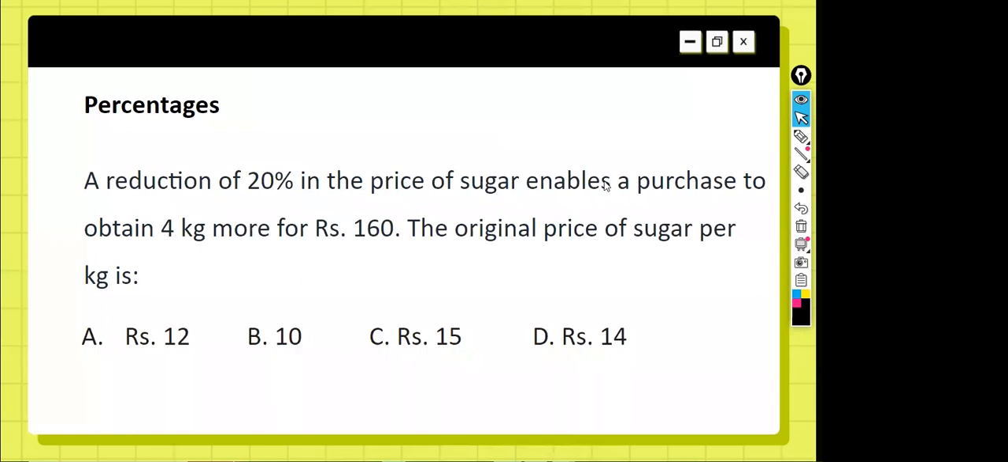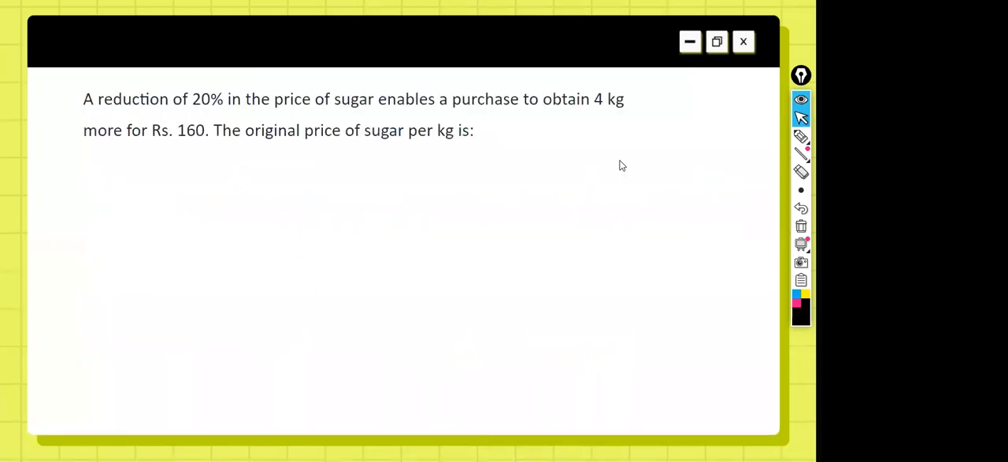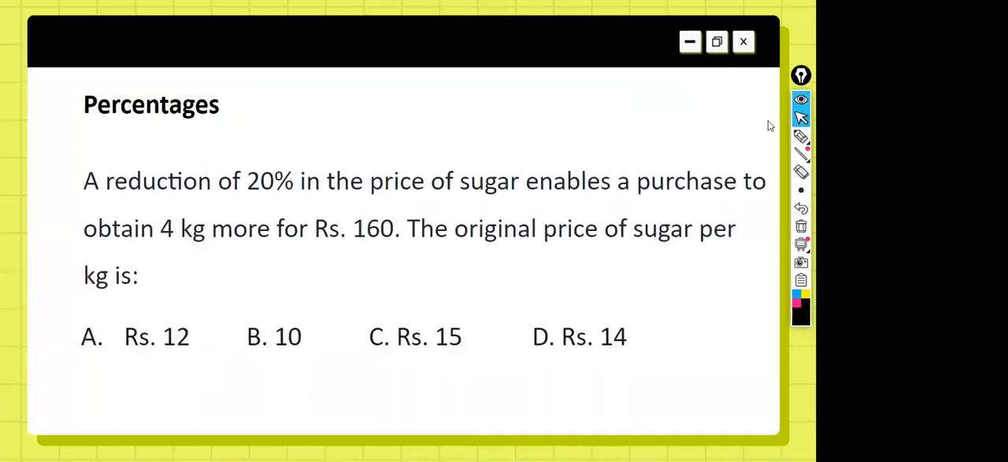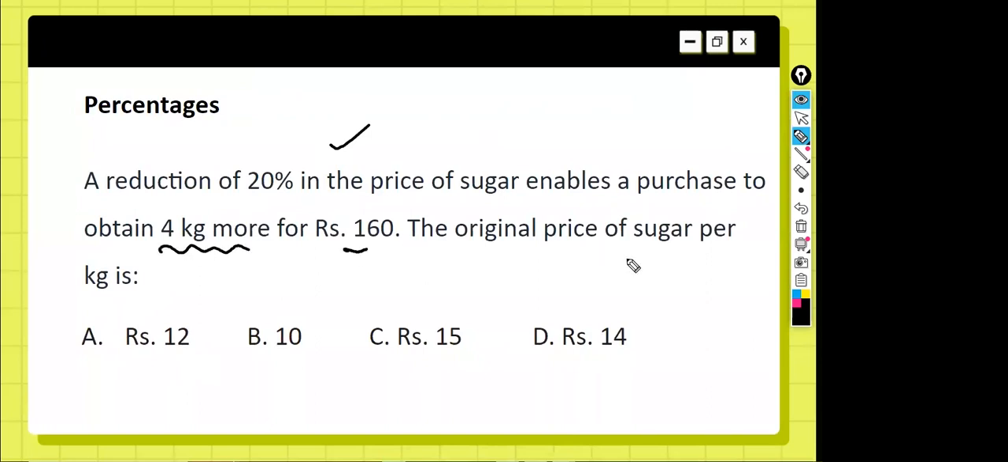Yeah. So this is my first question, guys. Percentage. There is a question like this. A reduction of 20% in the price of sugar enables a person to purchase 4 kg more for rupees 160. What is the original price of sugar per kg? This is the question. So can you please solve this question?